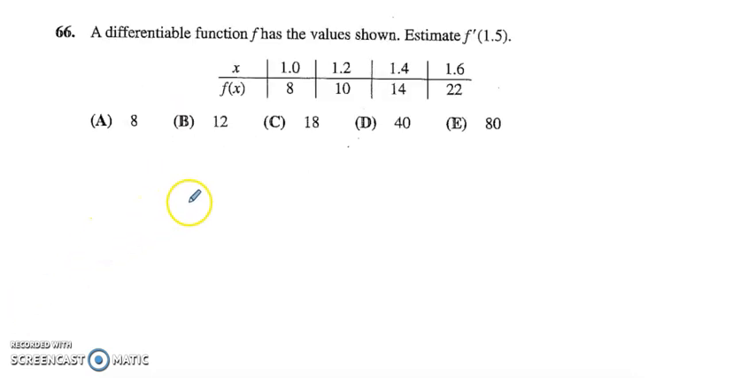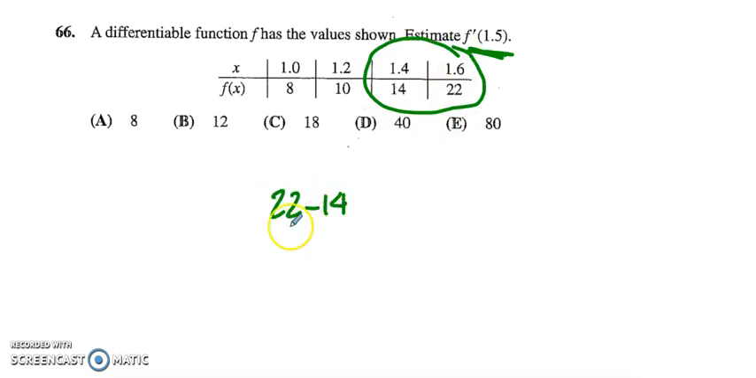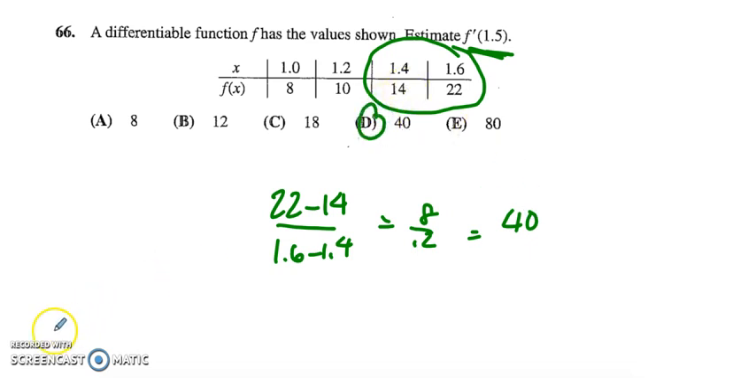66. Ooh, the derivative from a table. They want us to evaluate, or estimate, f prime of 1.5. So you're going to straddle 1.5 and use these 2 points. So we'll do our change in y values divided by our change in x values. So we have 8 over 0.2, which is 40. So the answer is D.